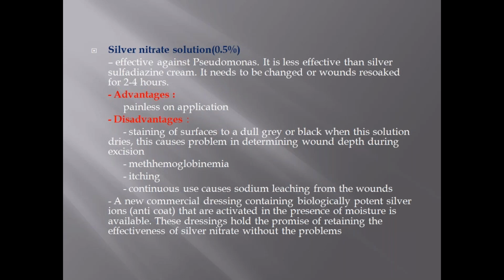Silver nitrate solution, that is 0.5%, effective against Pseudomonas. It is less effective than silver sulfadiazine cream. It needs to be changed or wounds re-soaked for 2 to 4 hours. Advantages are these are painless on application. Again, disadvantages are silver. Silver obviously causes staining on the surface. A new commercial dressing containing biologically potent silver ions, activated in the presence of moisture, is available. These dressings hold the promise of retaining the effectiveness of silver nitrate without the problems.